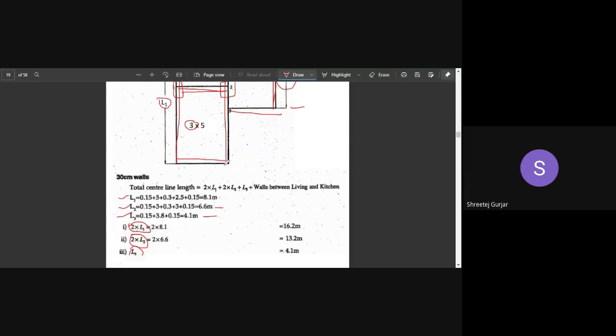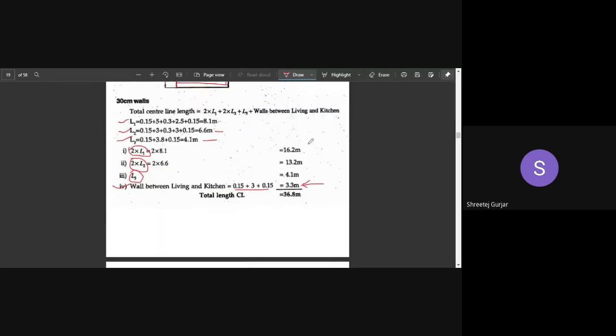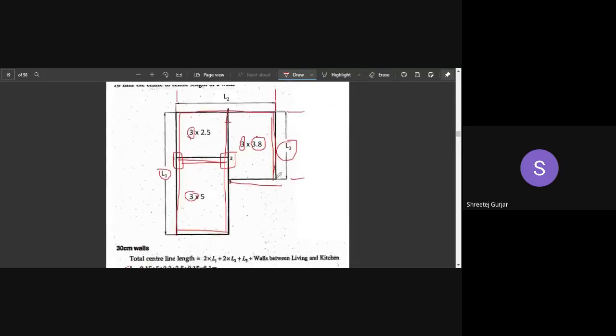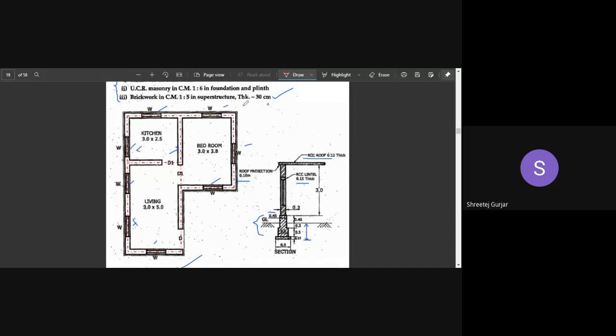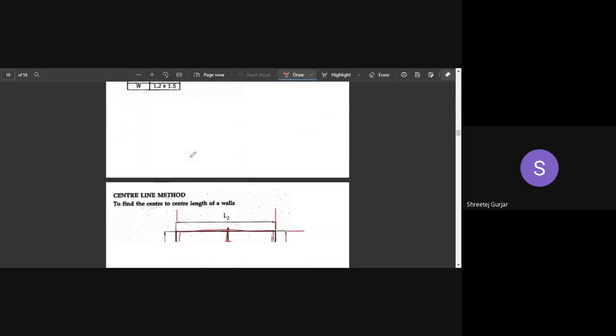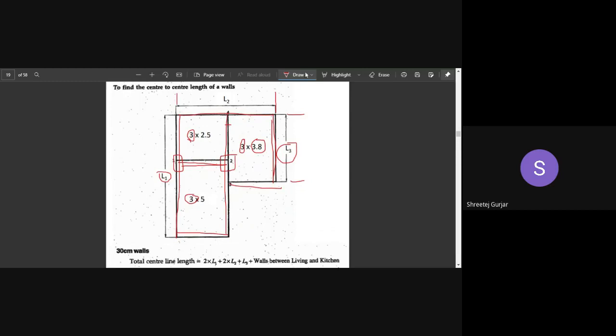So adding up all of this, we get a total centerline length of 36.8. So this is your total centerline length. That is what I have represented here in red color. I hope the calculation of centerline length is clear. It is similar to what we have done in the previous example. Same method we have used, and we have calculated the centerline lengths.